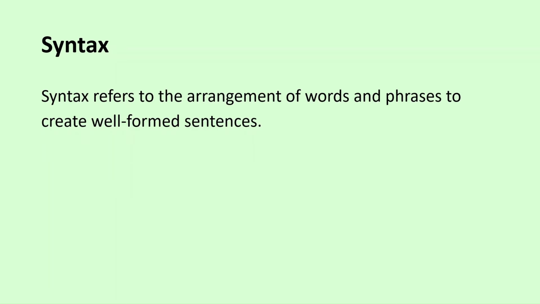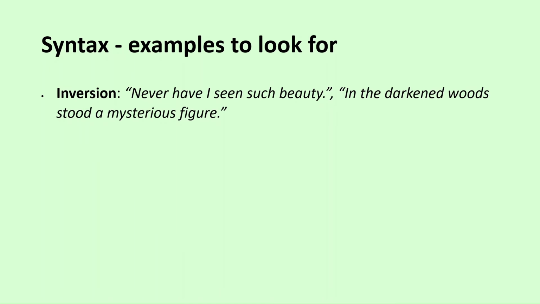Next, we will look at syntax. Syntax refers to the arrangement of words and phrases to create well-formed sentences. Older English texts often feature more complex sentence structures than what we typically use today. This might include longer sentences or more frequent use of subordinate clauses, leading to more intricate or formal expressions. You will look out for inversion. This is where the normal subject-verb-object order is reversed, often for poetic or rhetorical emphasis. For example, never have I seen such beauty, or in the darkened woods stood a mysterious figure.